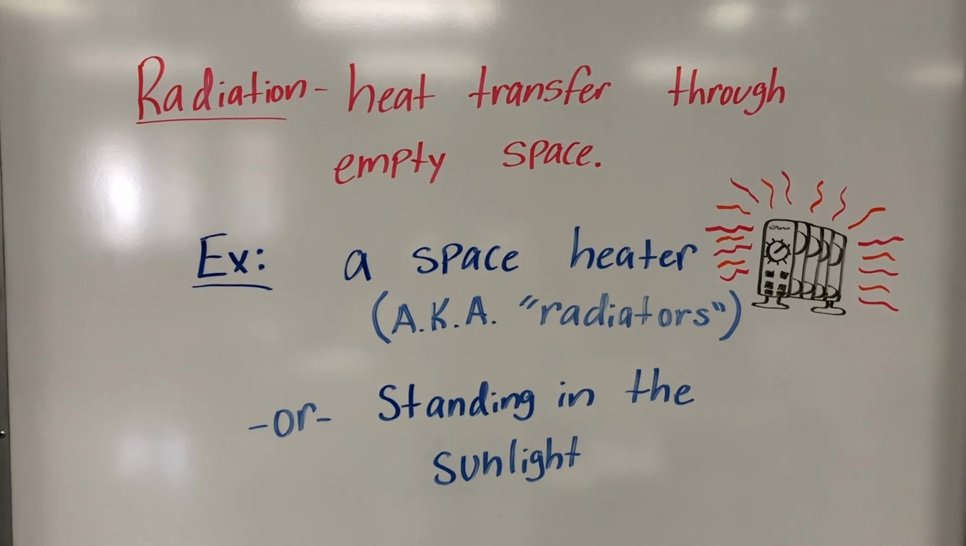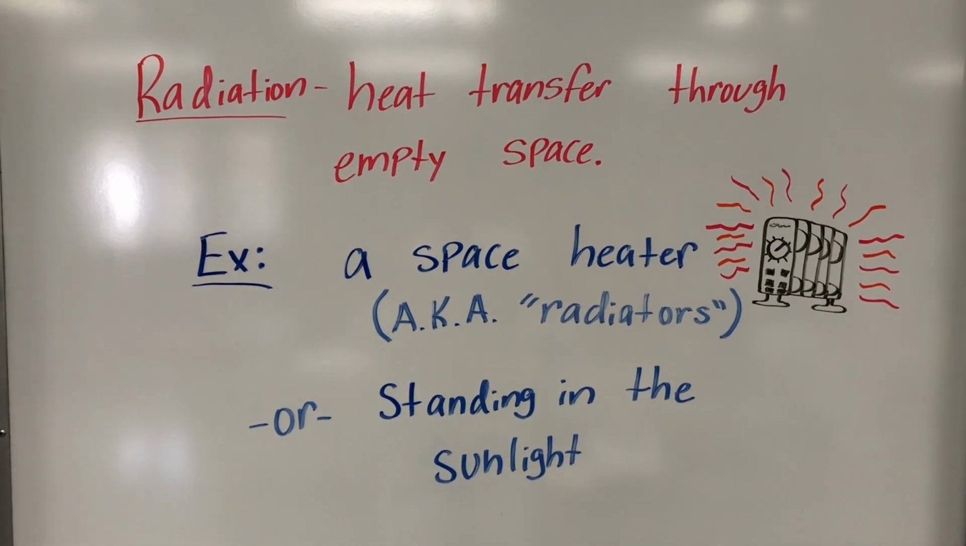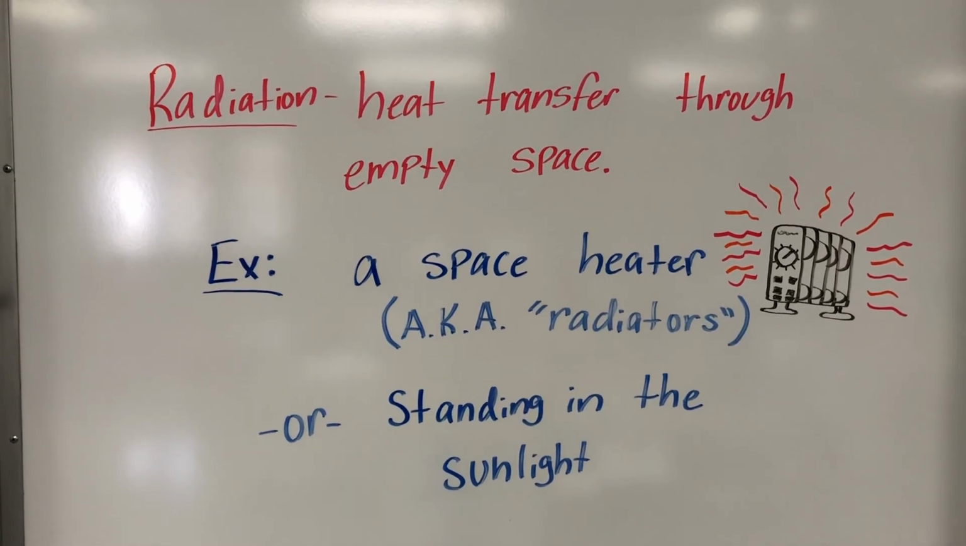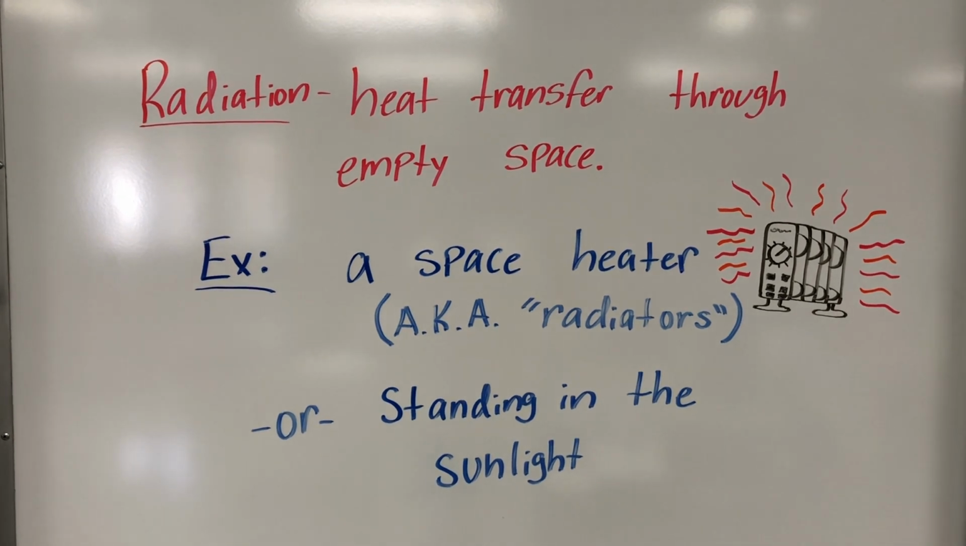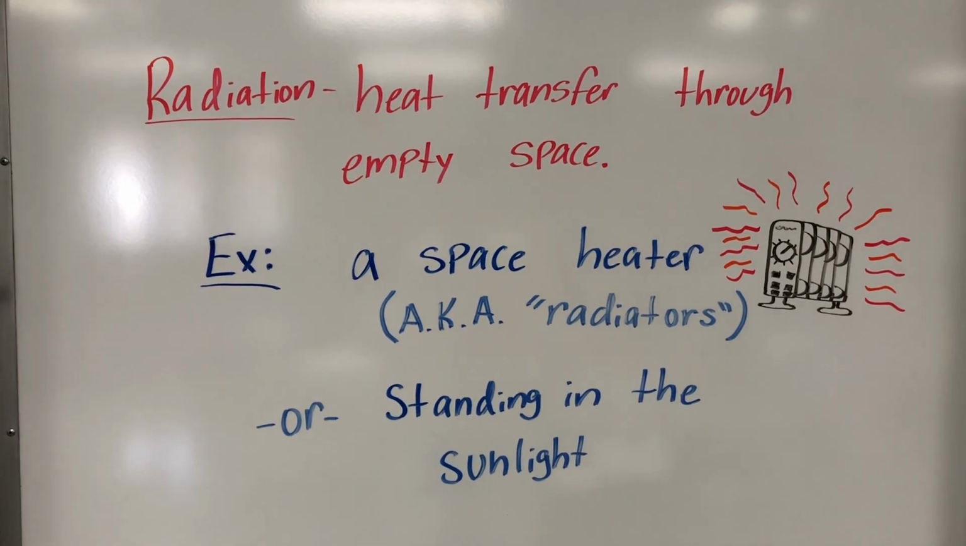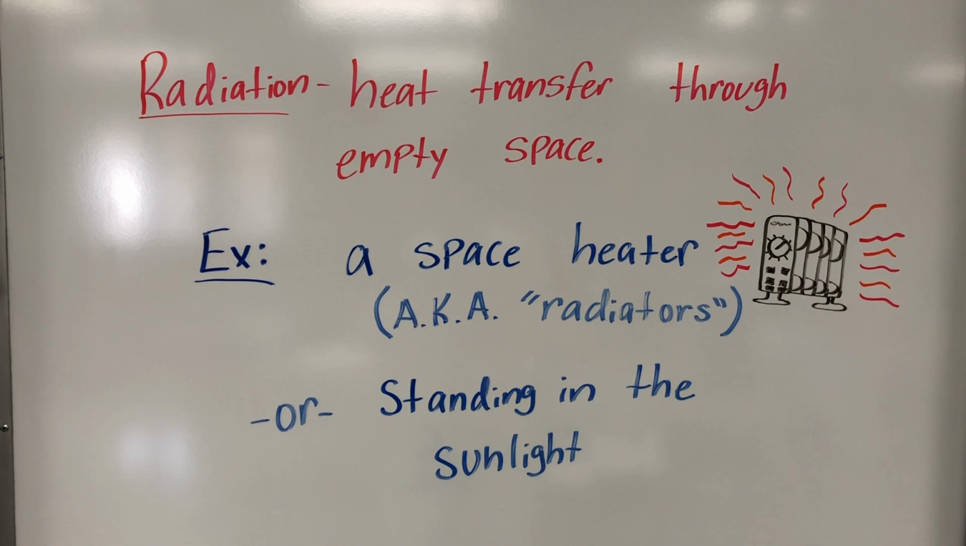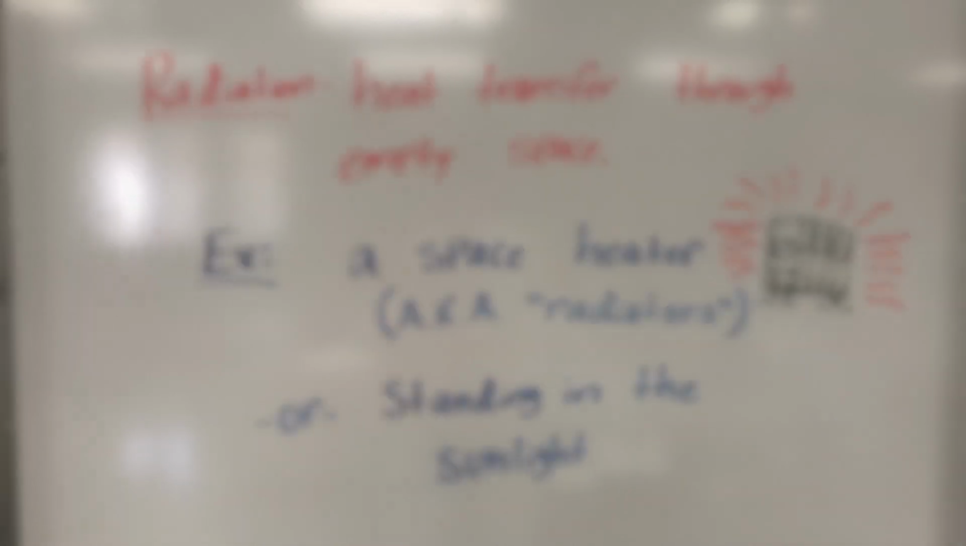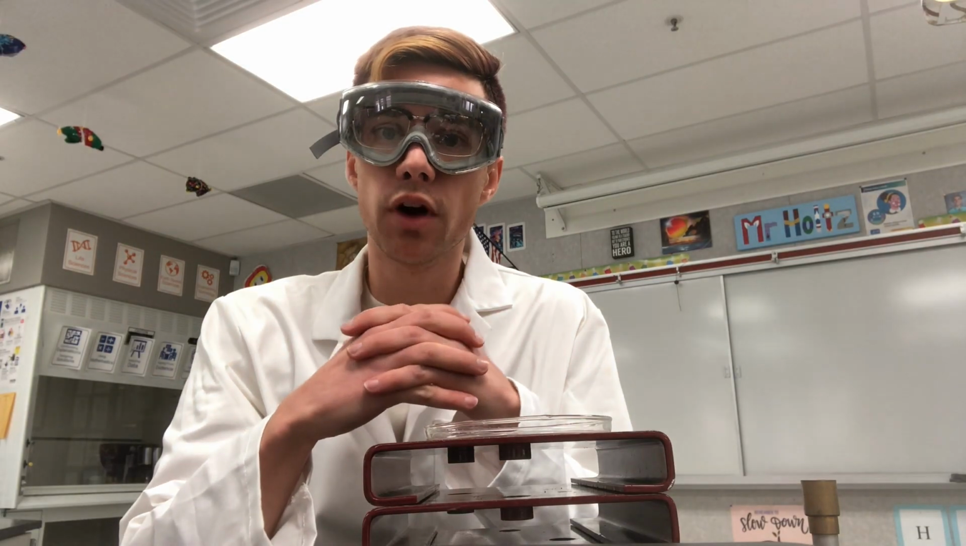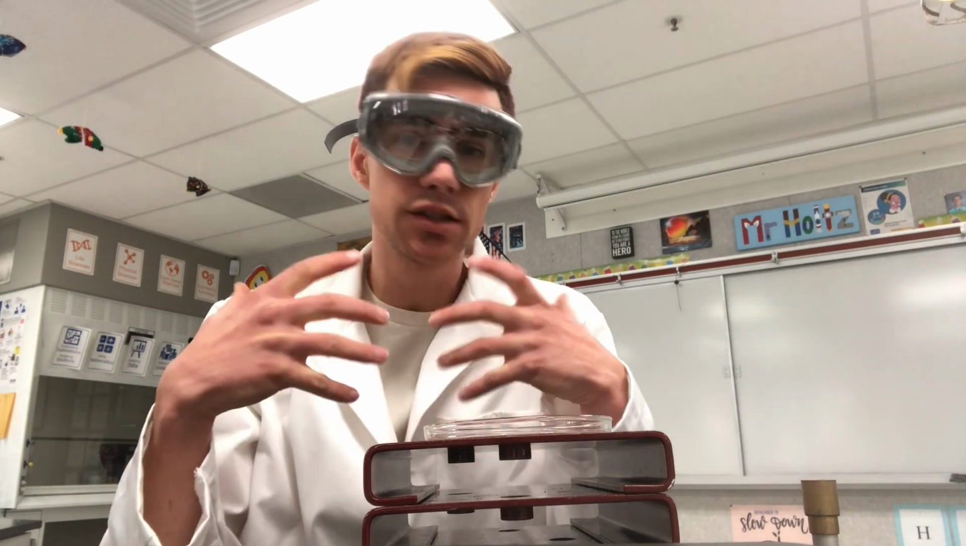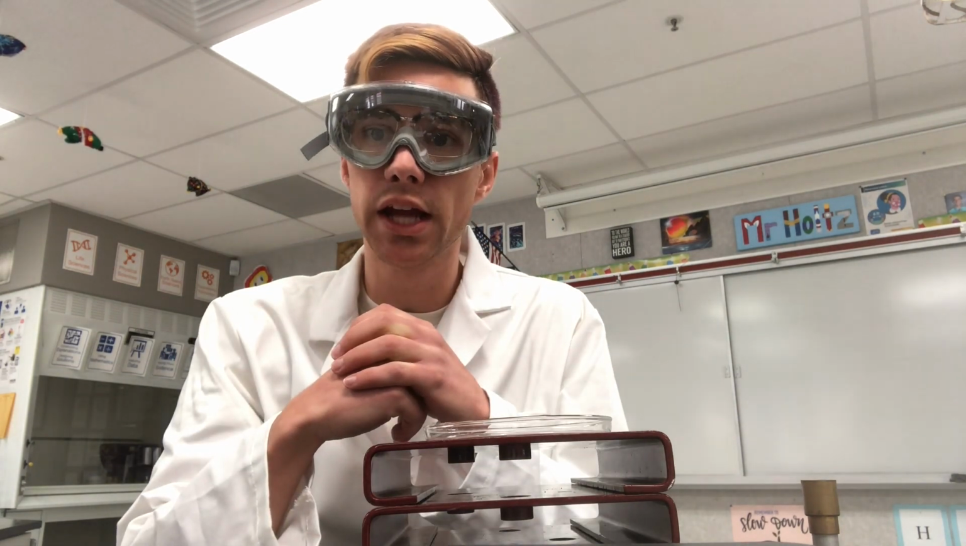Another good example of radiation is standing in the sunlight, right? Obviously it's much warmer in the sun than it is in the shade. The reason for that is because you're getting more heat transfer from the sun that travels through space and ends up hitting you with sunlight. So now we're going to move on to looking at a demo that demonstrates how heat's transferred through radiation.